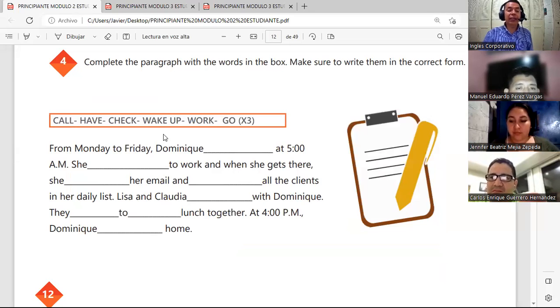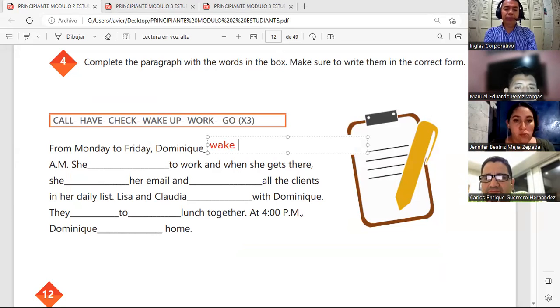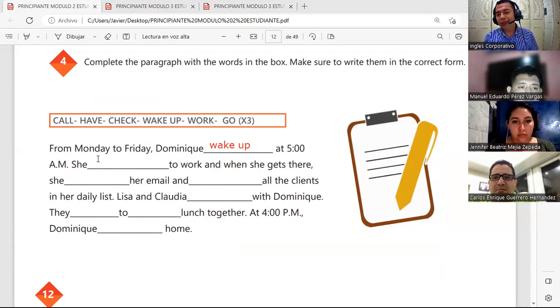Ajá, and I have an exercise here, look. From Monday to Friday, Dominique call, sorry? Wake up. Yeah, we'll copy. I will copy. Wake up, right? Dominique, wake up. Mm-hmm. Dominique is a woman, right? And then at 5 o'clock, like the teacher, it's 5 o'clock in the morning, right? So she what?